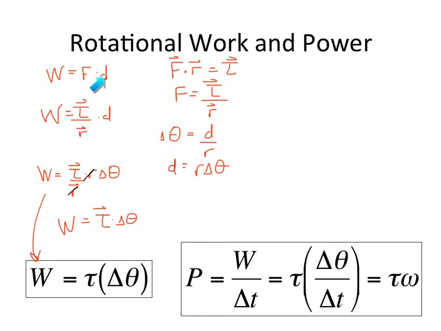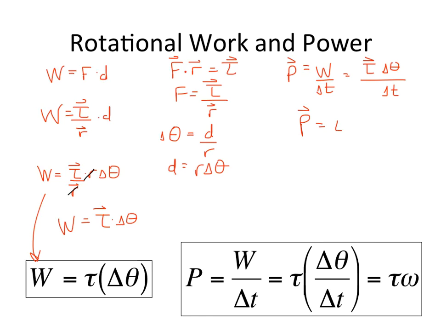So we've got work. We also have power as well. Our definition of power in linear terms was work divided by the change in time. Well, what if we put in our equation for rotational work, being torque times delta theta? So torque times delta theta divided by time. Well, what's delta theta over time? What is our angular displacement over time? That's angular velocity, right?